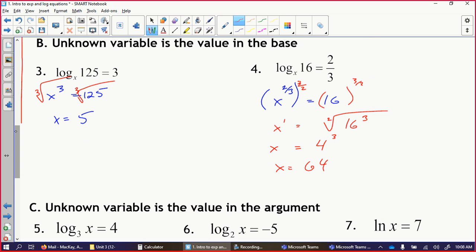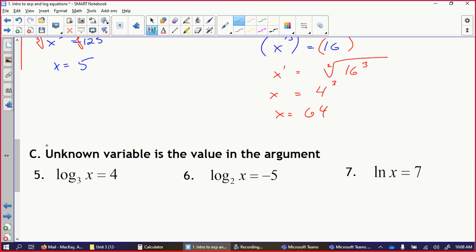Unknown variable is the argument. These, again, we've been doing a whole bunch. Convert it to 3 to the power of 4 equals x. Well, now I can use my calculator. 3 threes are 9, 9 threes are 27, 27 threes are 81. Excuse me, you can use a calculator if you need.